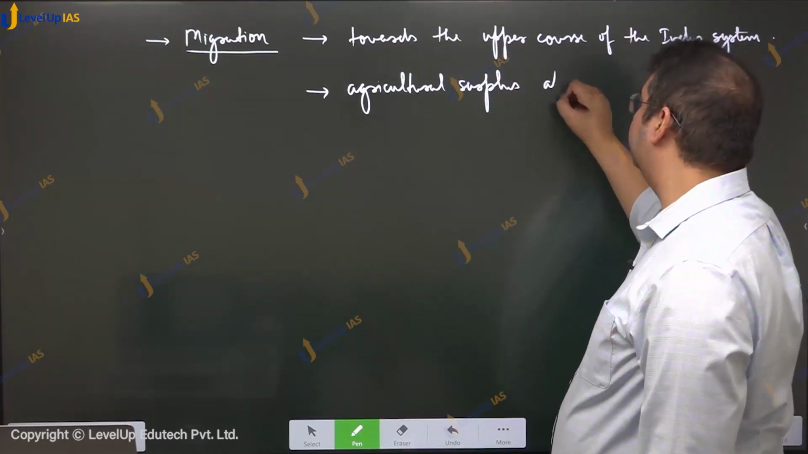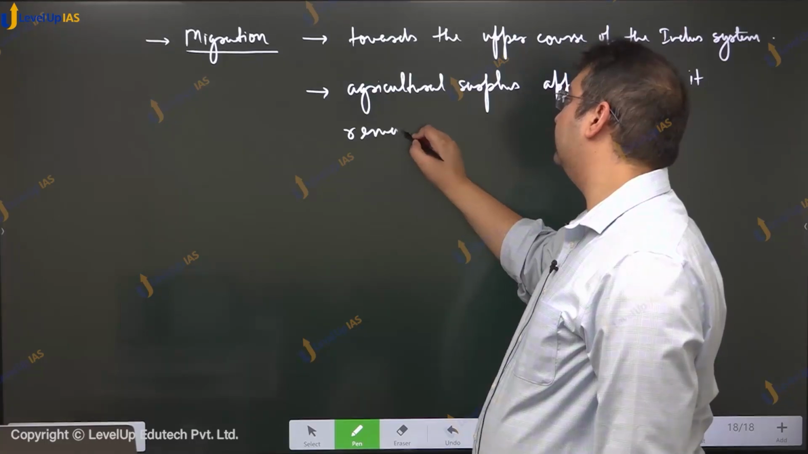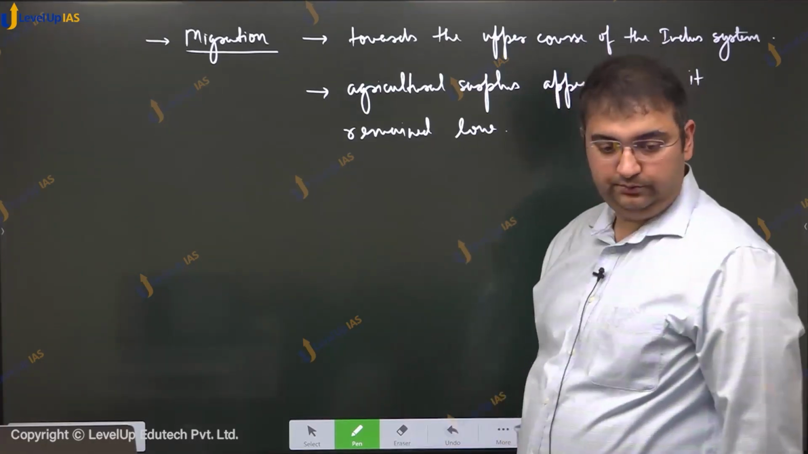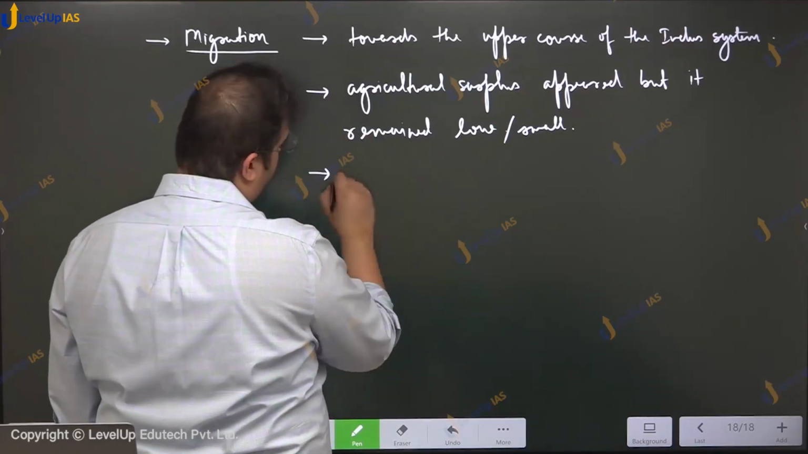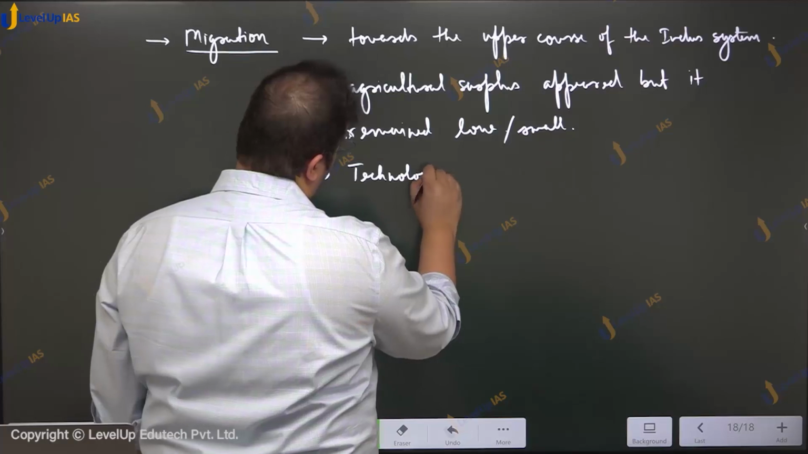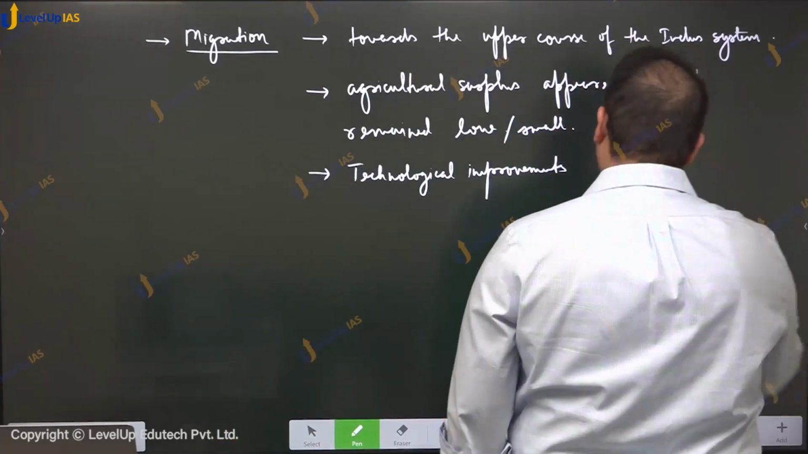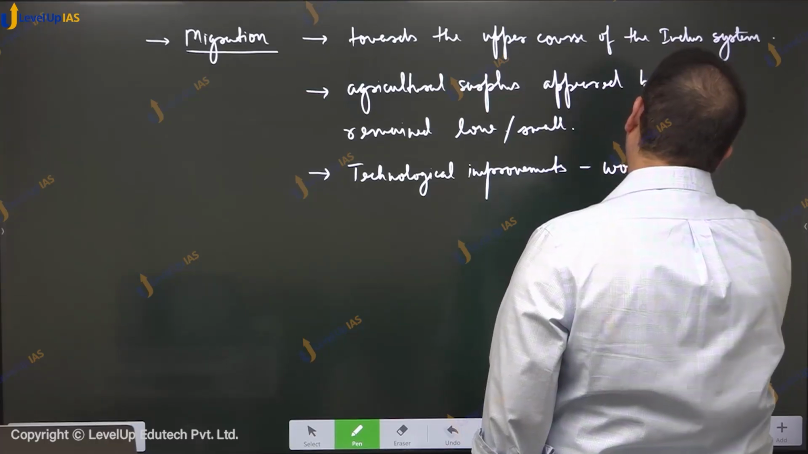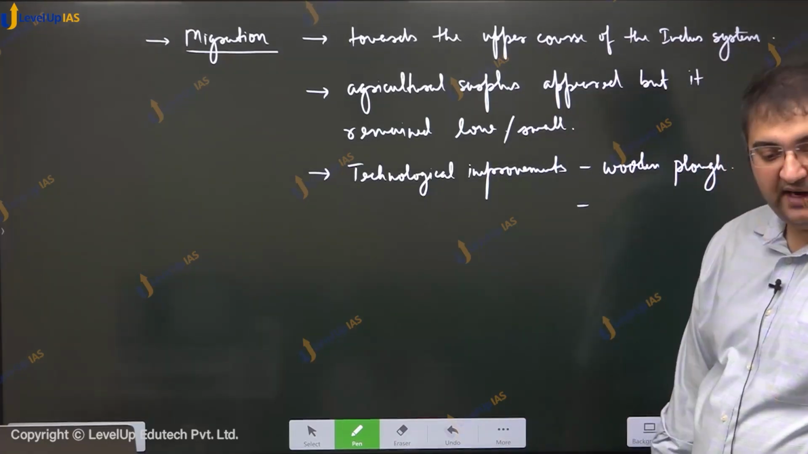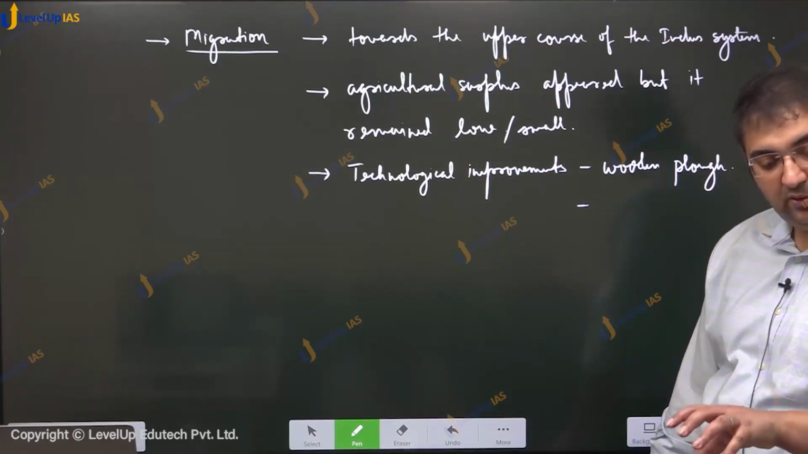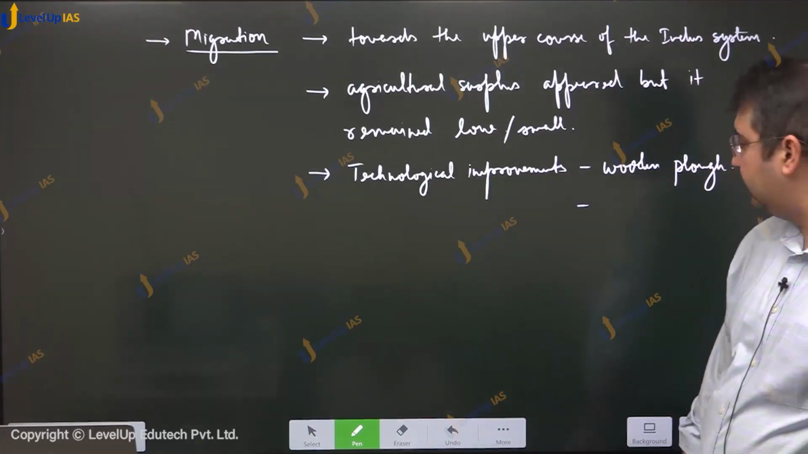Agricultural surplus appeared, but it remained low. It remained small. Technological improvements took place. For example, the use of the wooden plow, etc. took place. Stone technology became more refined, and the stone quarries that were found along the Balochistan Afghanistan border, they were used to construct a large number of sophisticated implements such as scythes, right, or axes.